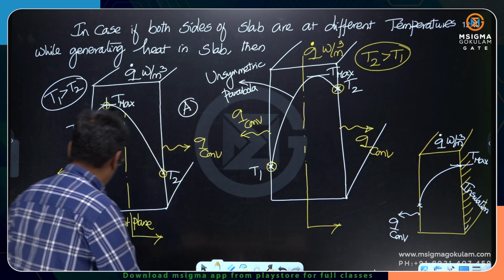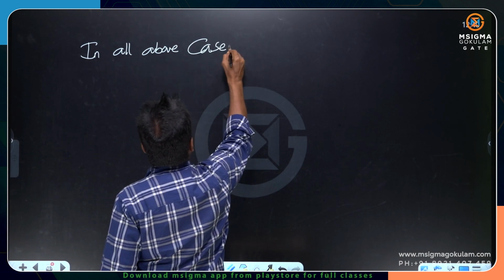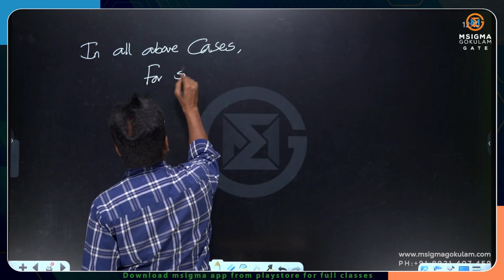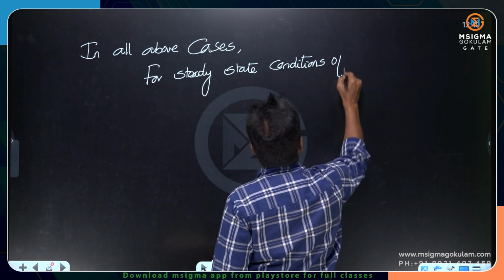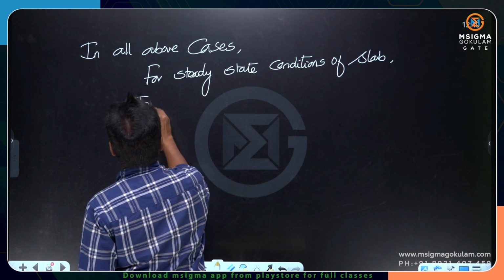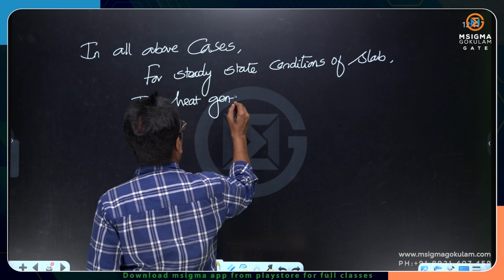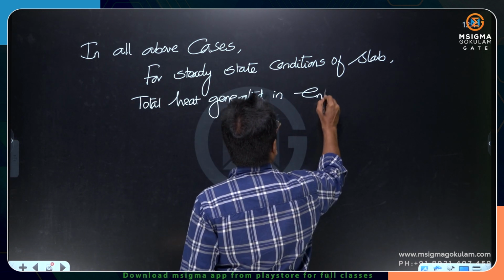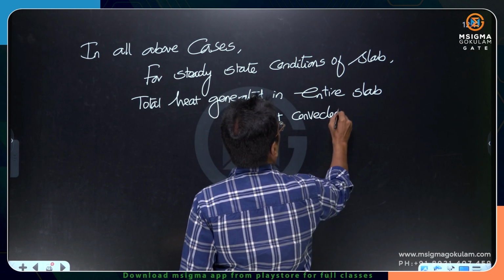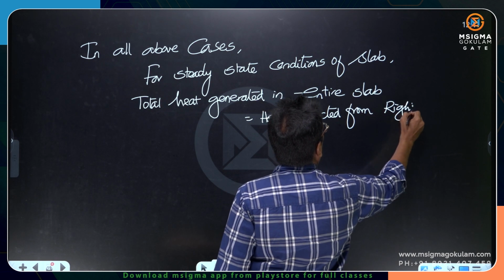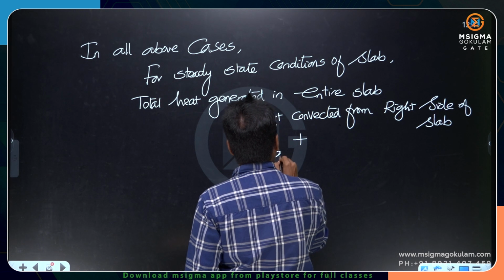In all these cases, I can generalize that in all the above cases, for steady state conditions of the slab, this is the required boundary condition: the total heat generated in the entire slab should be equal to the heat convected from the right side of the slab plus the heat convected from the left side of the slab. This is for steady state.